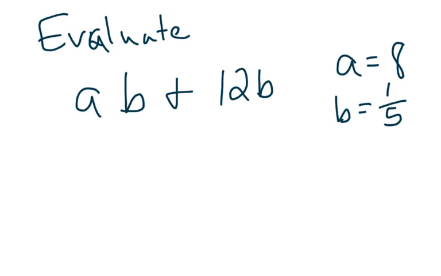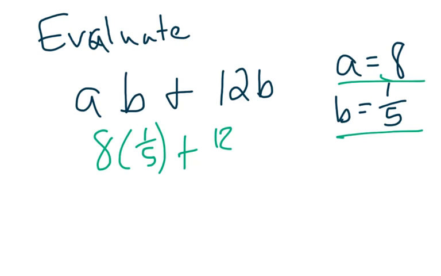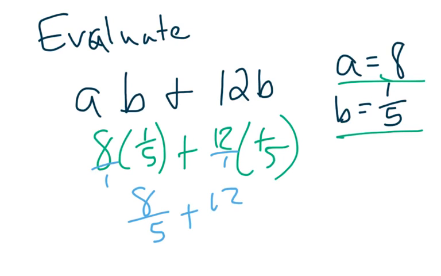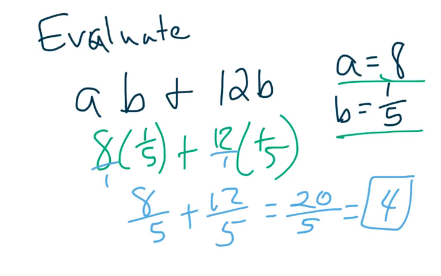And then last, here we have AB plus 12B. A is 8, B is 1/5, and so we're going to have 8 times 1/5 plus 12 times 1/5. Then we have to put this over 1 and this over 1. That gives us 8/5 plus 12/5. That then gives us, because you have a common denominator, you can add it straight across. That gives us 20/5, which then reduces to 4.